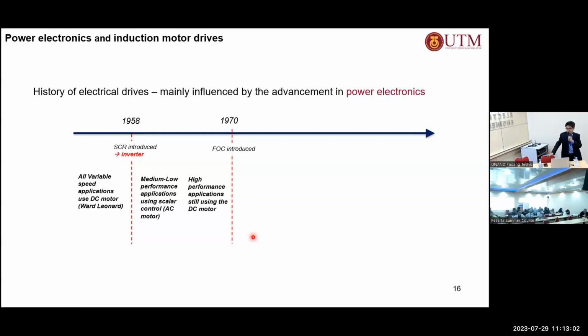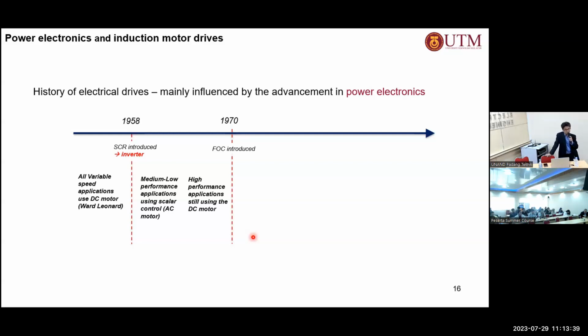But with the invention of FOC in the late 60s, early 70s, it is now possible to apply induction machines to high performance applications, which is the reason why previously the lifts were controlled using DC motors, okay? But nowadays, all lifts, I think, are controlled using AC motors. And also the electric trains: when we first installed the LRT in Malaysia, it was using DC motors, but nowadays all DC motors are being replaced with AC motors.